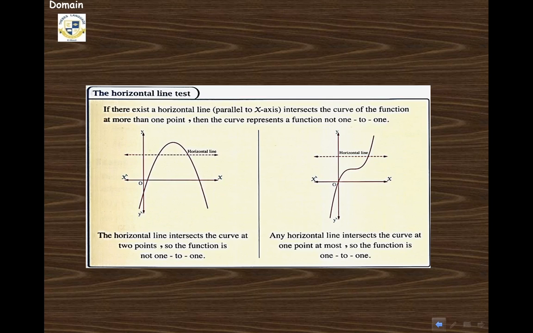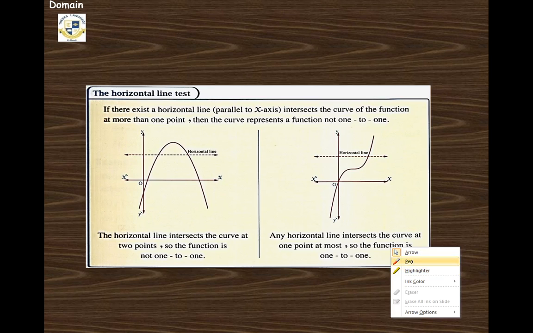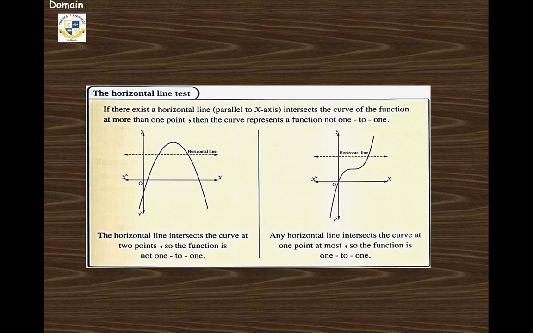How can we use the graph of the function to determine if this function is one-to-one function or not? In the first graph, this graph represents a function of the second degree. There is a horizontal line test, and in this test you can draw a line parallel to x-axis. If this line intersects the curve at 2 points, therefore this function is not one-to-one function.